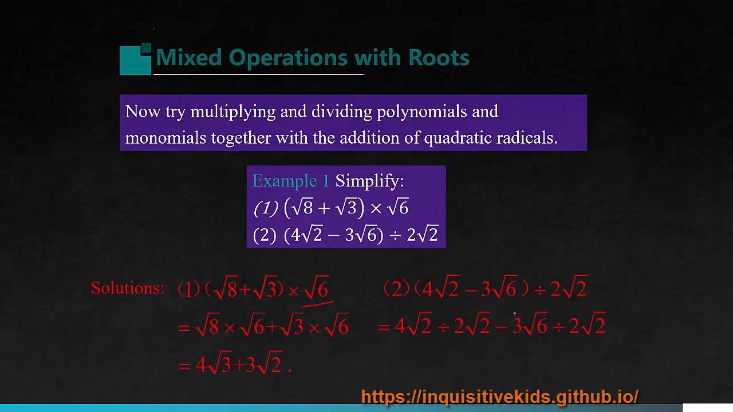For the second expression, it's the same thing, except that in this case, it's division. We divide, and we are left with 2 minus 3 over 2 times the arithmetic square root of 3.